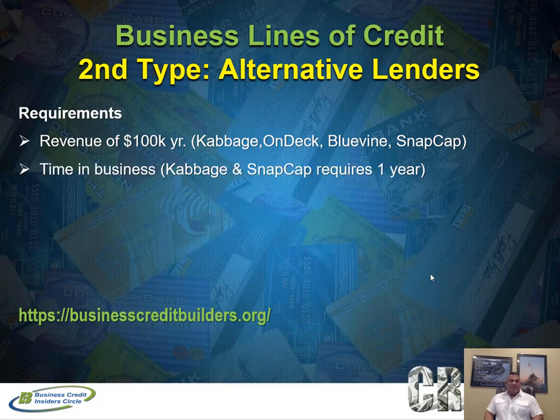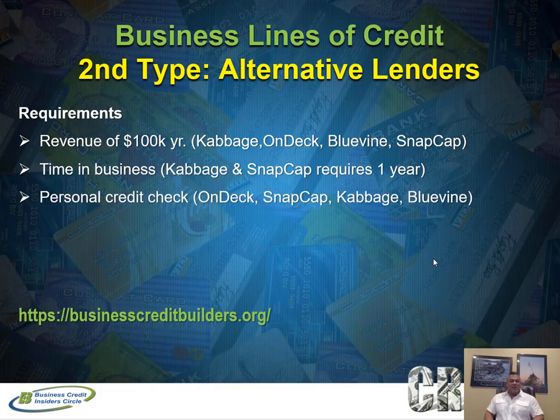Now, time in business is another requirement. Kabbage and Snapcap require you to be in business at least a year. So if you're in business 6 months, you automatically don't qualify for those. Personal credit check: On Deck, Snapcap, Kabbage, BlueVine, they're all going to check your personal credit. Some of them do soft pulls, some of them do hard pulls, but they do check your personal credit. Personal guarantee: even though they're relying on your bank revenue, they're still going to want you to PG the line.